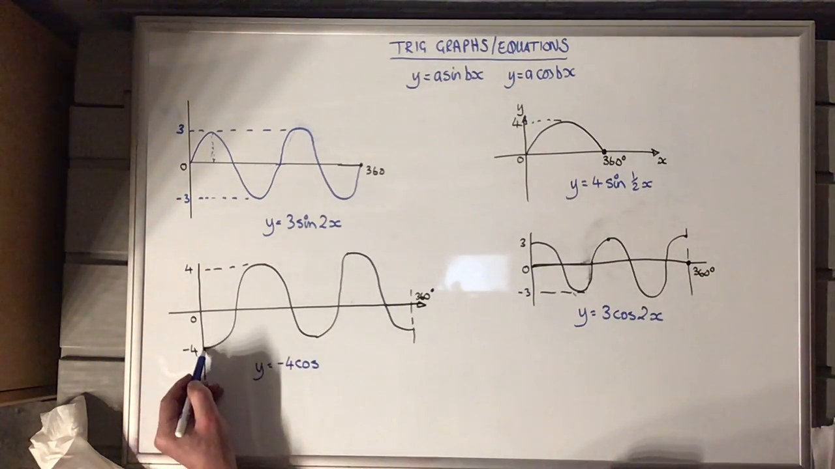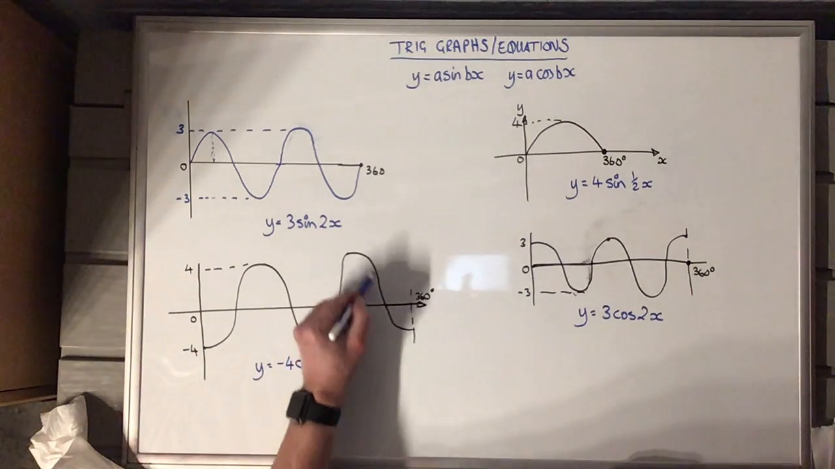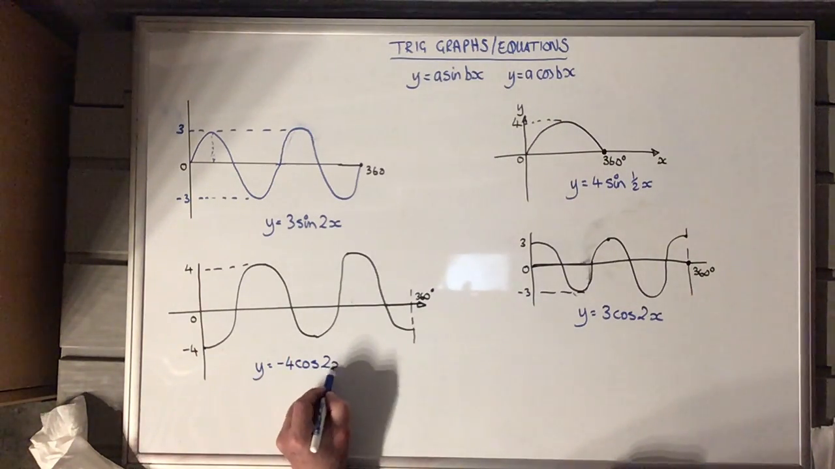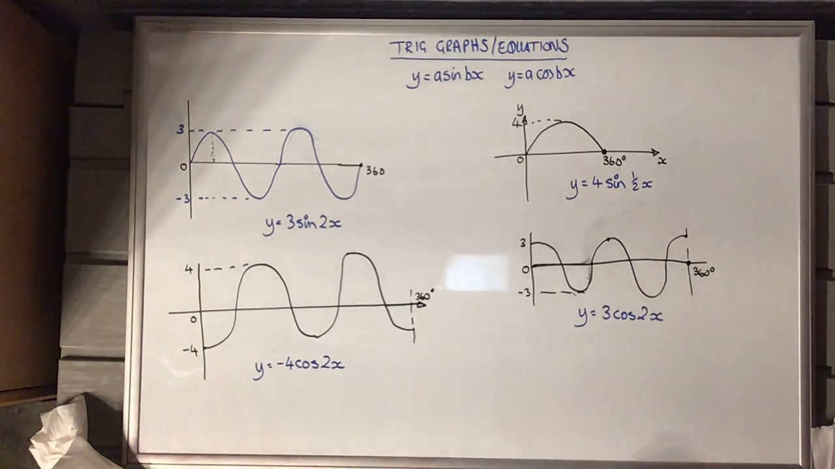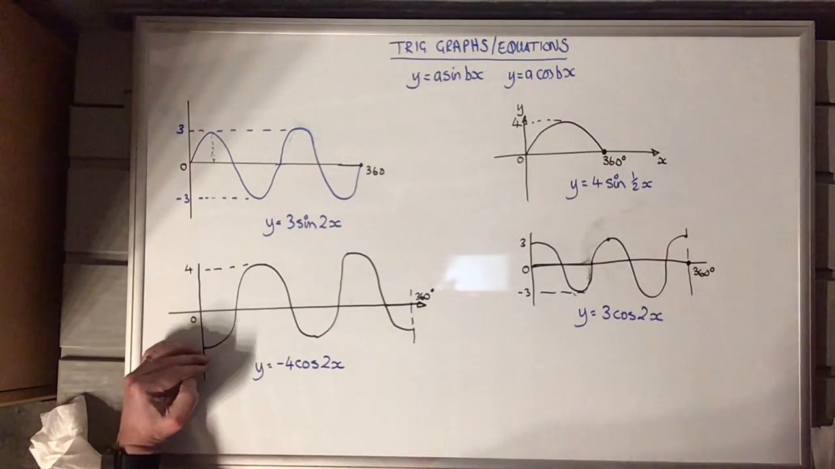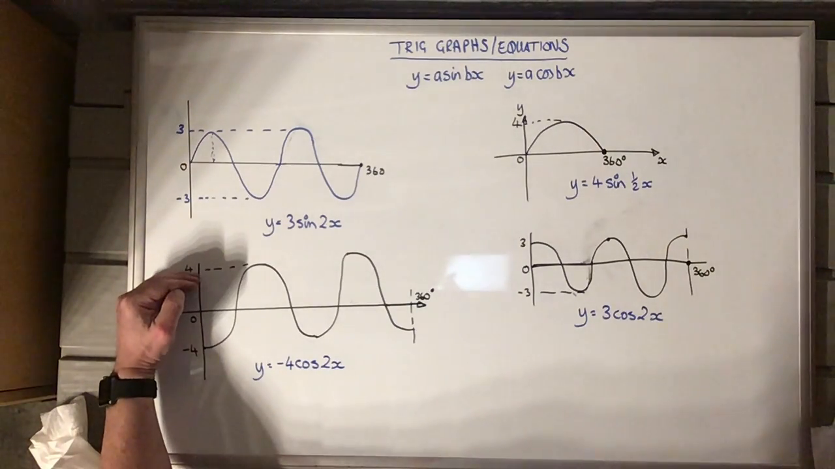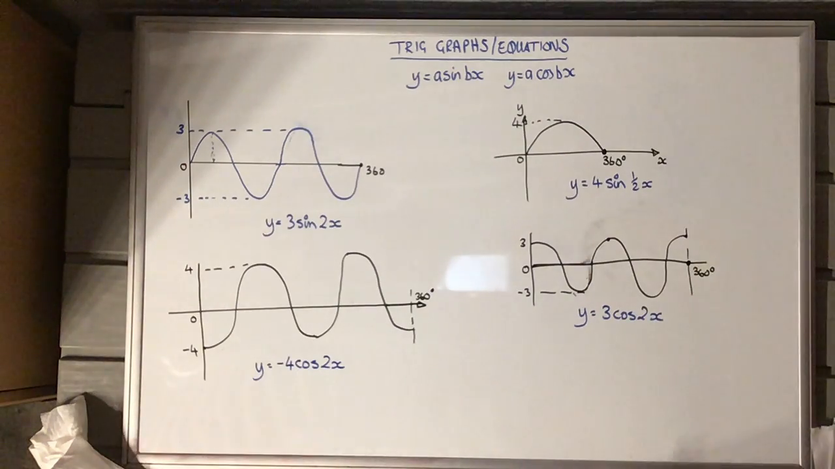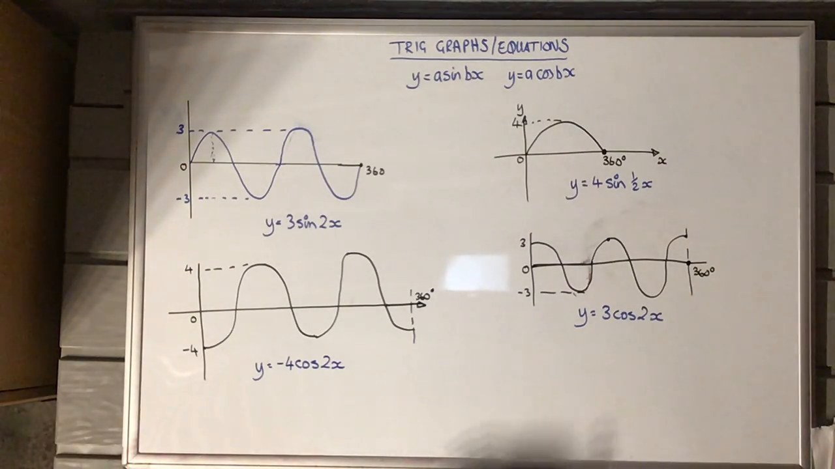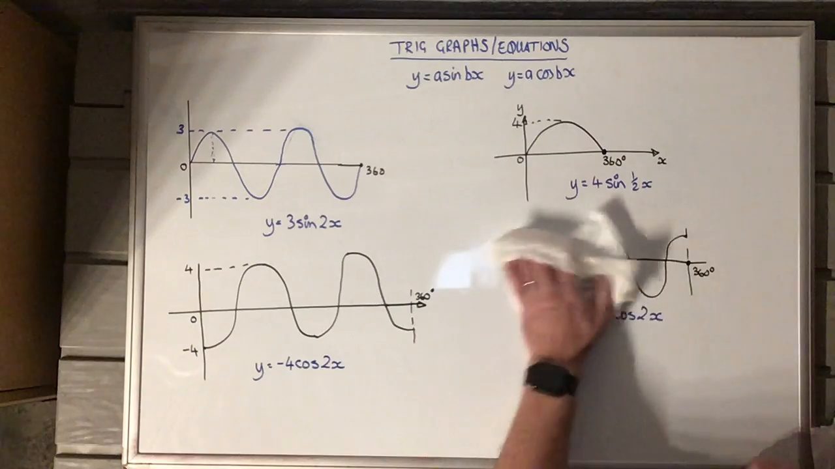And how many cycles do we have? 1, 2, so it's negative 4 cos 2x because it's been flipped. If it hadn't been flipped, it would have started up here, but it's been flipped over. Okay, that's probably the hardest one you can get when these things are flipped.